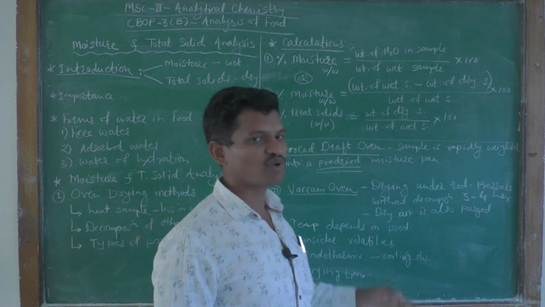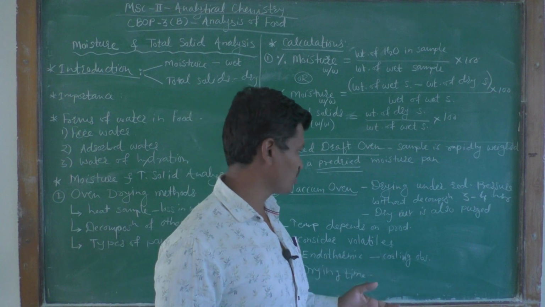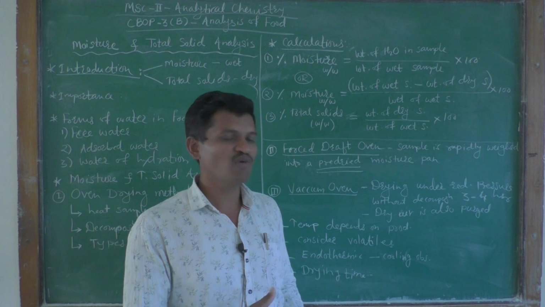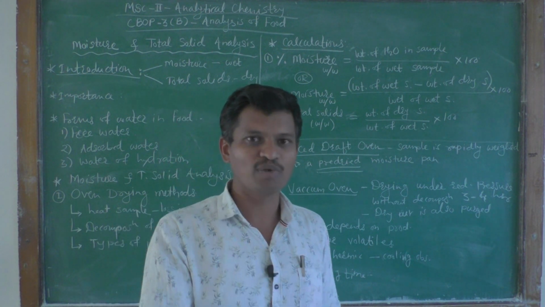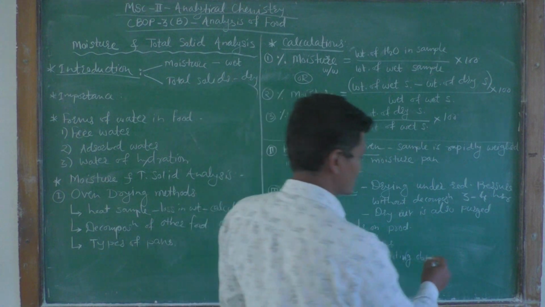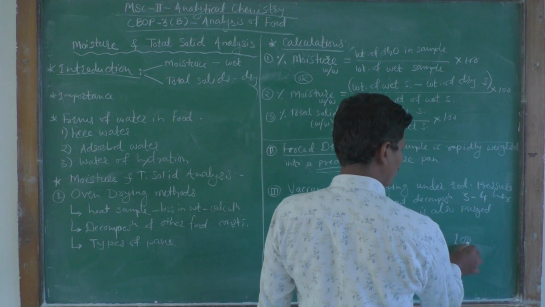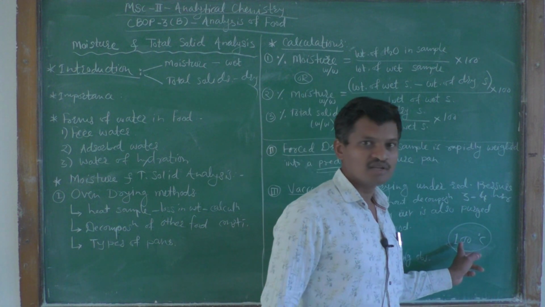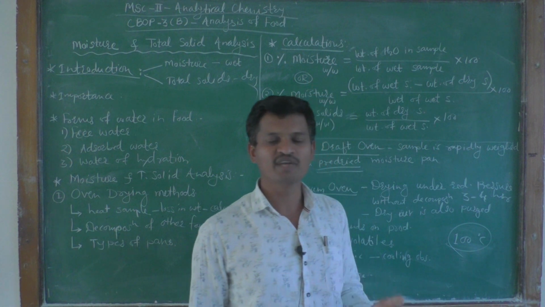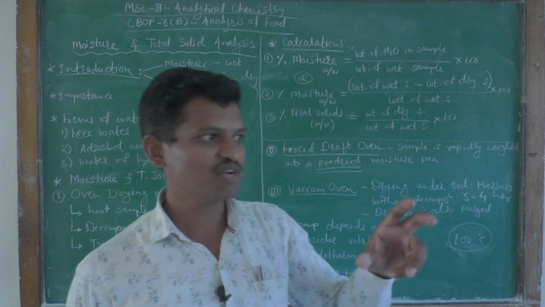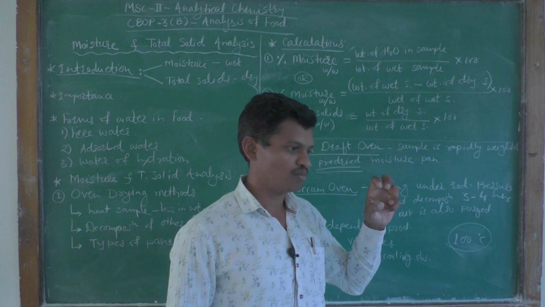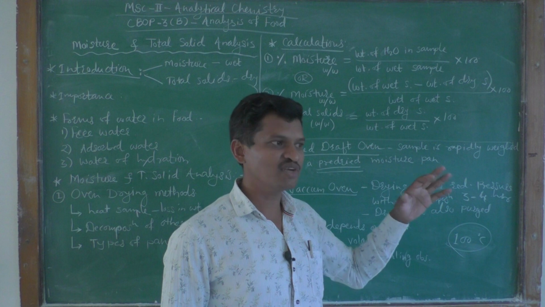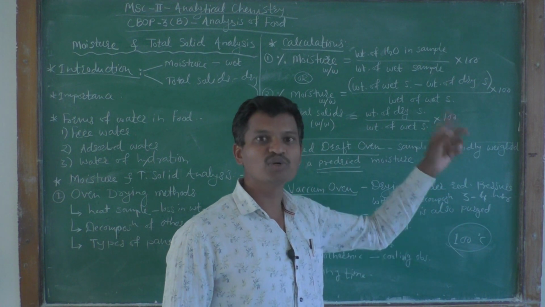Vacuum oven is one of the new techniques developed for drying, and in this method we are drying or evaporating the water content of the food sample at reduced pressure. The normal boiling point of water is 100 degrees Celsius, and this is at atmospheric pressure, because the definition of boiling point is the temperature at which the liquid boils and at which the vapor pressure of that liquid becomes equal to the atmospheric pressure.